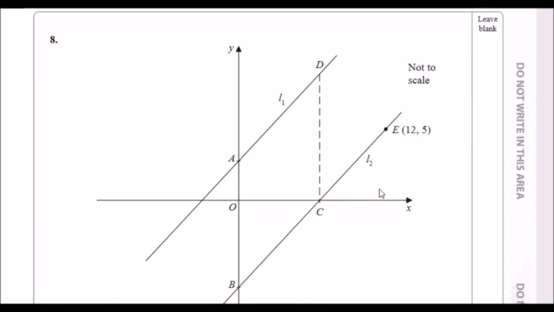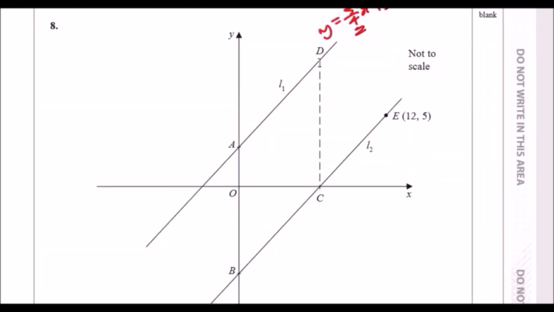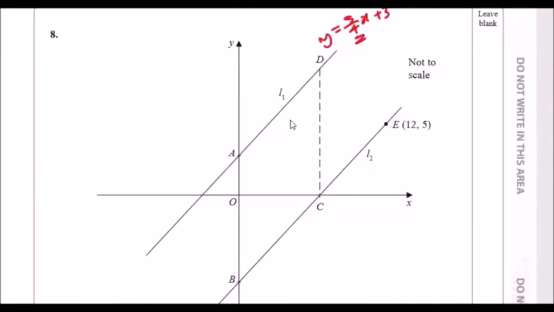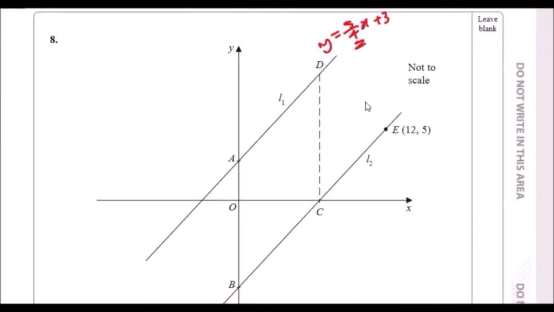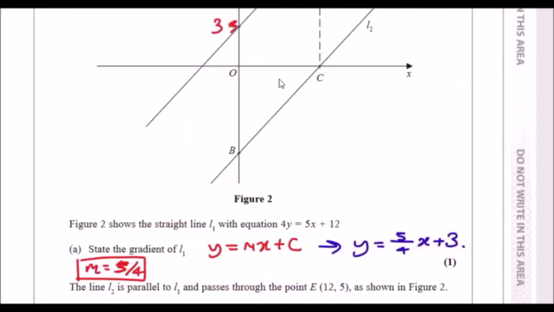So the first line, if I just label it at the top, is y equals 5 over 4 x plus 3, where 5 over 4 is the gradient. So you just say m equals 5 over 4. Okay, that's good. And this plus 3 is important because this tells you that the y-intercept is 3. So this coordinate A actually hits at 3. So we know the coordinates of A are 0, 3. That actually helps a lot.